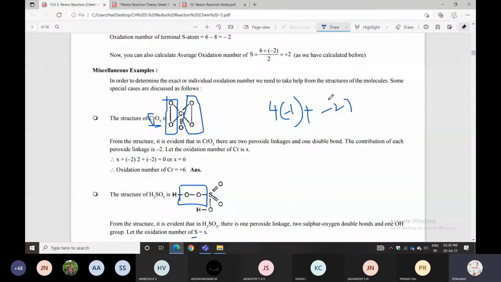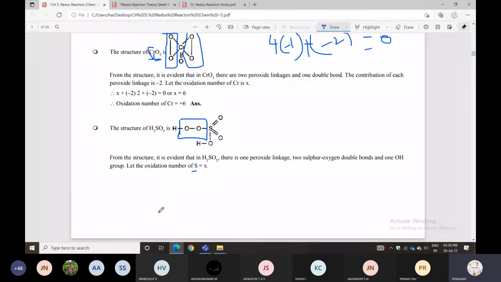For chromium you can take X. X equal to 0. You can make the proper arrangement, and after that you can check the oxidation number of each element. You can calculate.